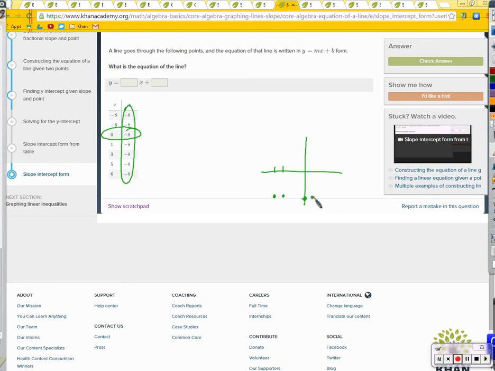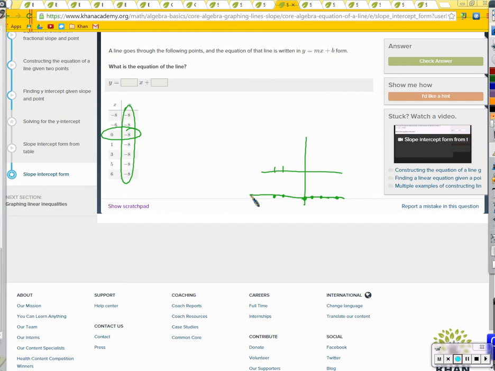1, negative 8, 3, negative 8, 5, negative 8. Everything has a y of negative 8. Look at that line, right through there. What's the slope of that horizontal line? Do you know what the slope of the horizontal line is? Zero. The slope is 0.